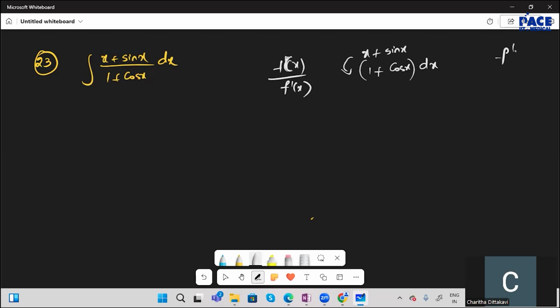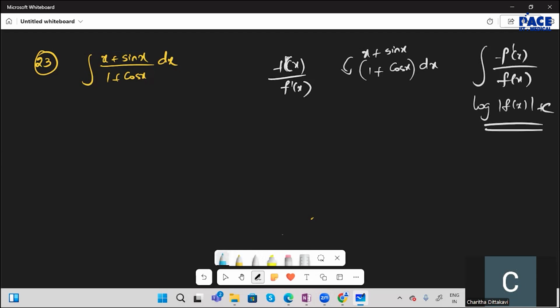If at all the numerator is f'(x) and the denominator is f(x), then the integration of this is nothing but log|f(x)| + c. That is what I can substitute. But for this question, it is not applicable, right? So apply a different strategy here. Apply some trigonometry rules there.